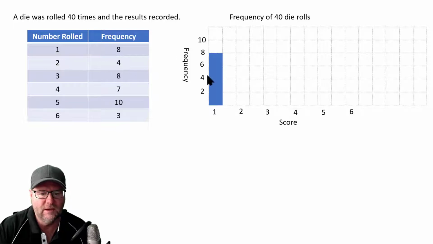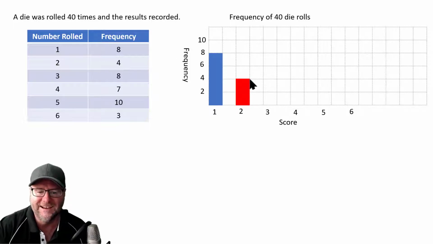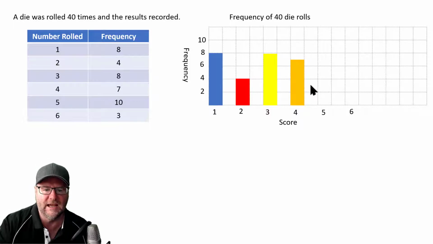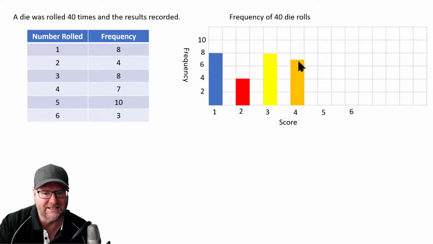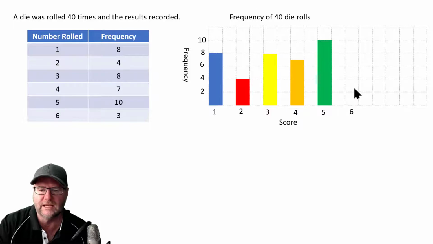The score of 2 happened 4 times. It has a frequency of 4. So going up till I hit the line that represents the 4 is where my column's going to go. Number 3 is going to go up to 8, so in this column here, I'm going to have to go right up as far as the 8 line. Okay, and you can repeat the process now. Now 7, you'll see I don't have a 7 on my frequencies, but it's halfway between 6 and 8. So I'm going to take my column up till it sits halfway between the 6 and the 8. 10 goes all the way up to here. 6 happened 3 times, so once again I'm going to have to go halfway between the 2 and the 4.